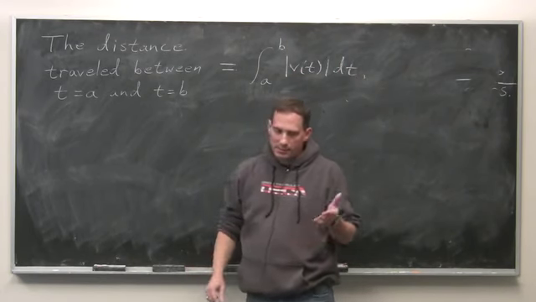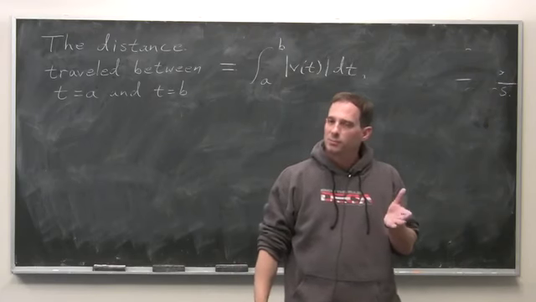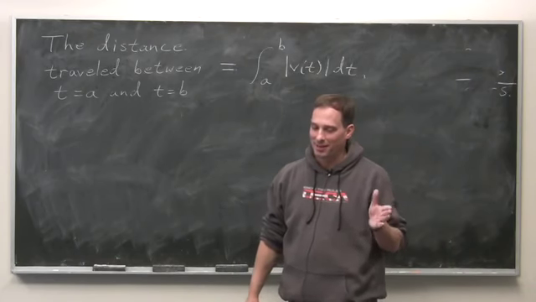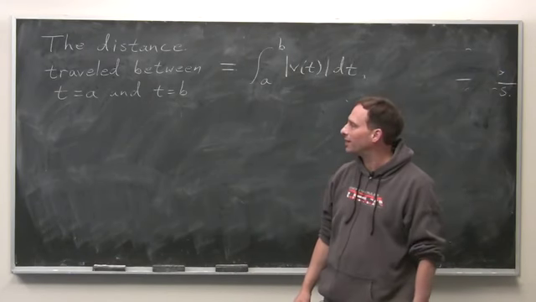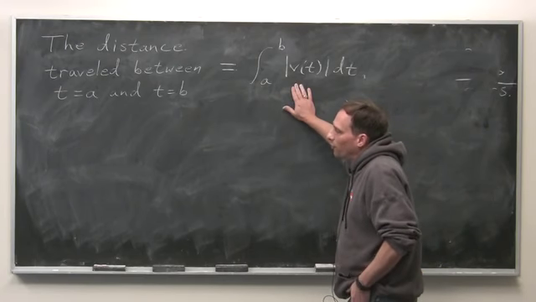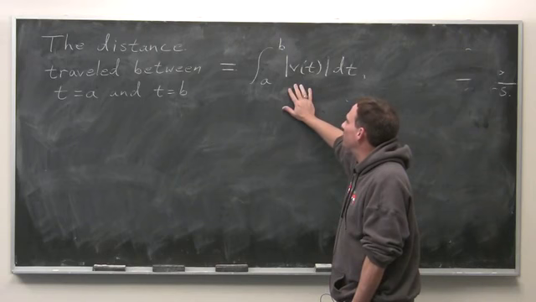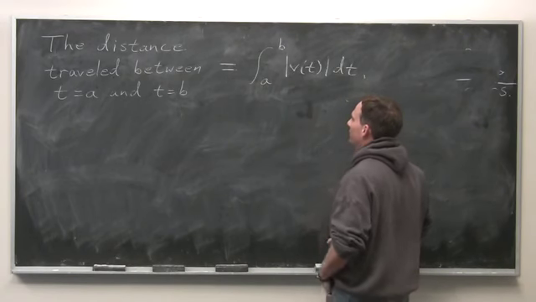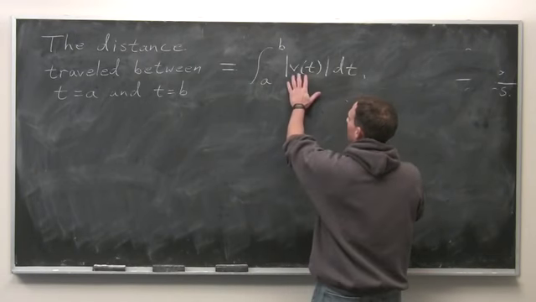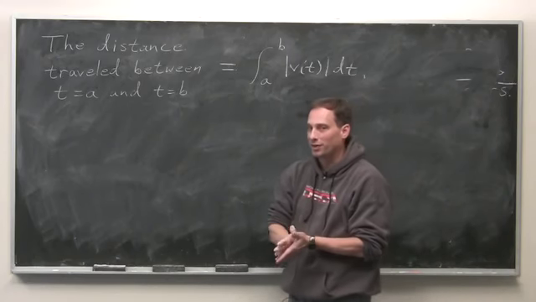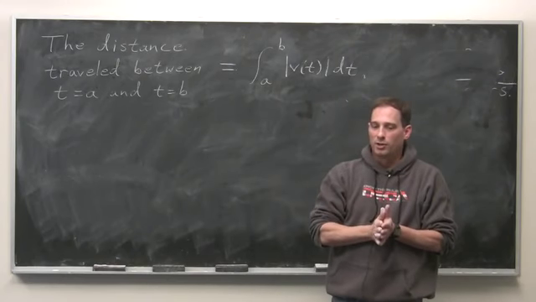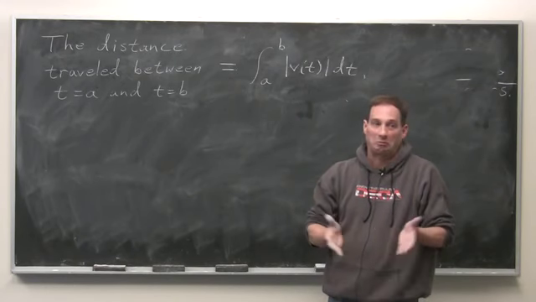So that's the difference, and it may seem small, but it actually makes things much more complicated. We'll see that in a second. But as far as the notation goes, it's not much more difficult. You want to find the displacement between times a and b, you integrate the velocity. You want to find the total distance traveled, you integrate the absolute value of the velocity.